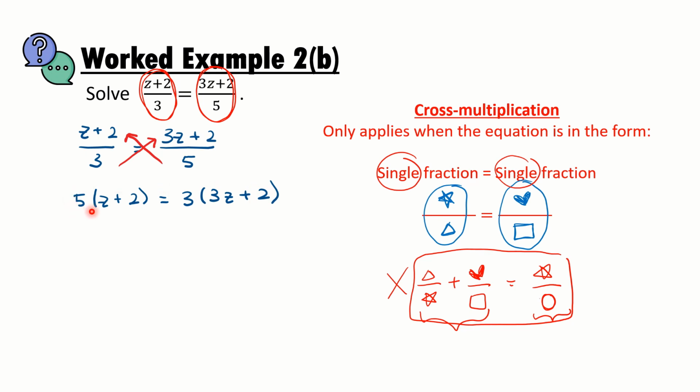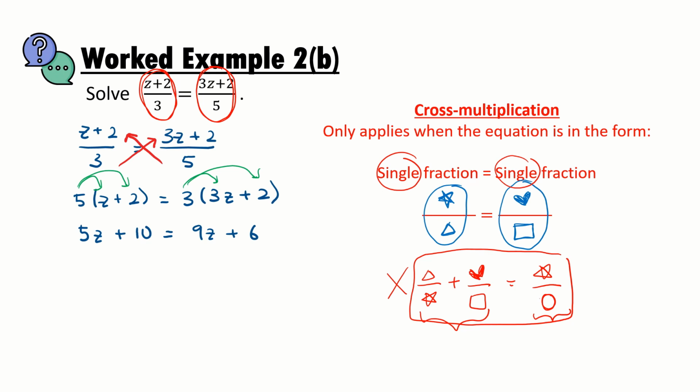Unlike earlier on, when we ran through a number of steps before arriving at this, now that we have arrived at this, the remaining steps are actually the same. So I will take 5 to multiply with z and 5 to multiply with 2 when doing my expansion on the left side. Likewise, I do my expansion on the right side such that I will eventually get 5z plus 10 equals to 9z plus 6. So let me just grab a pen over here. 5 times z and 5 times 2, 3 times 3z and 3 times 2.